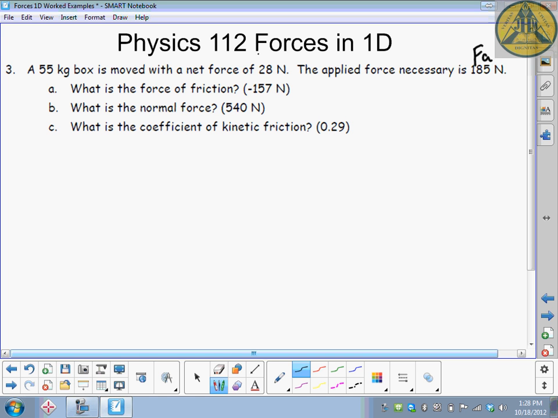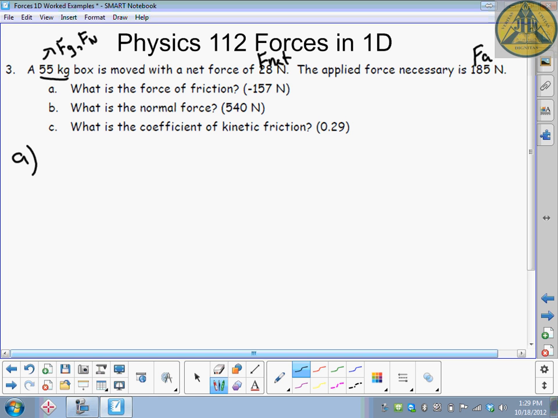We have our net force, it's 28, and 55 kilograms is not a force, but from that we can calculate the force of gravity, or if we need it, the normal force. Okay. So as soon as you have mass, you know you can get force of gravity, and in our case, the normal force. So A, what is the force of friction? So there's where we start.